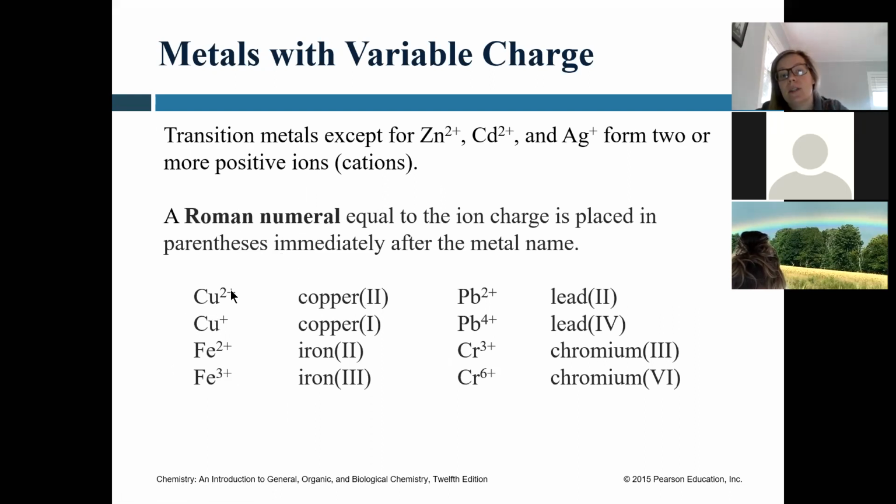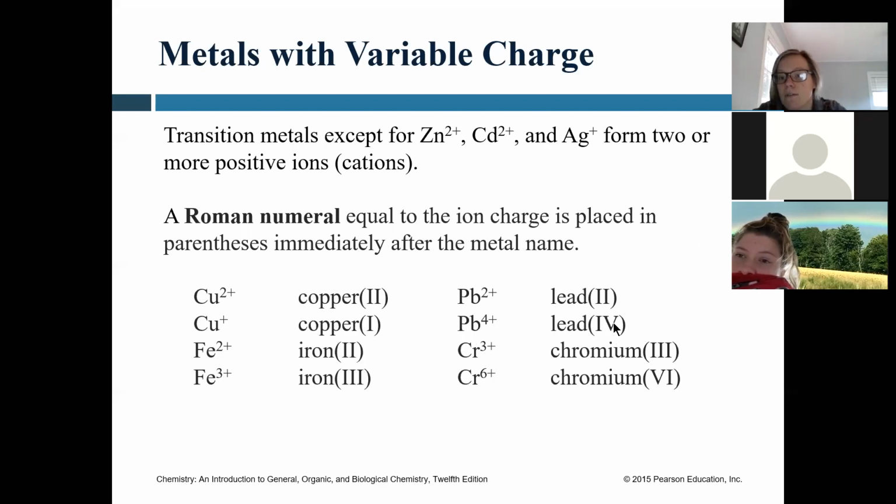So if I'm dealing with copper that has a 2+ charge, I need to write it like this: copper parentheses Roman numeral 2. If I'm dealing with a copper 1+ charge, I need to put copper Roman numeral 1. You don't negate the 1 charge. I know sometimes we ditch the 1, right? You can't do it with the Roman numeral charges. Keep that in place. If you have like lead 4+, it'd be lead IV.